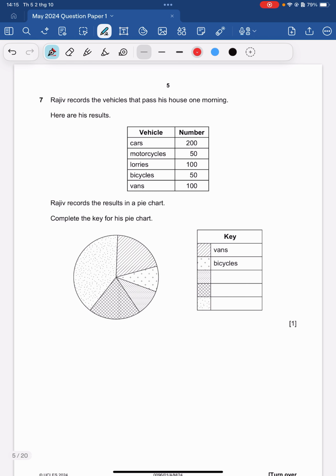Next, exercise 7. Dodge records the vehicles that passed his house one morning. Here are his results. Okay, so let's see the table. He is recording in a pie chart, and that's the table. Complete the key for his pie chart. So you need to complete the key, right? For vans and bicycle we have already done.